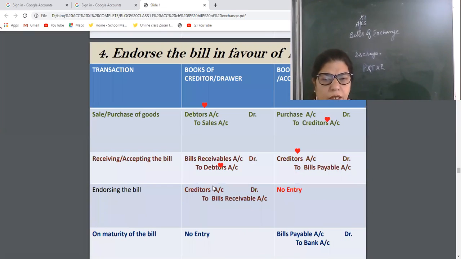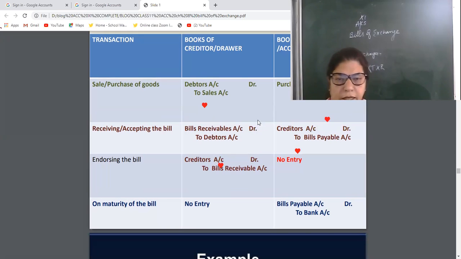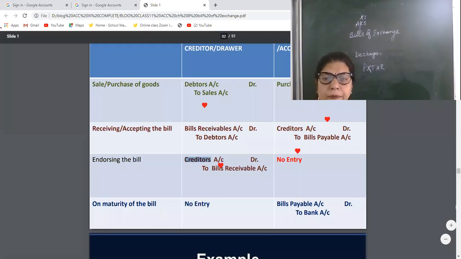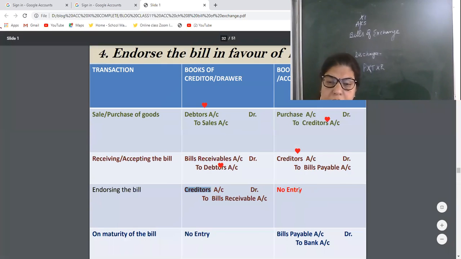Now the last case, endorsement. See, the first two conditions are the same. Debtors to sales, purchase to creditors. Bills receivable to debtors, creditors to bills payable. In place of debtor and creditor, you will write the name of the third party, that is, the one to whom he is endorsing the bill, to whom he is giving the bill, and debit to bills receivable. Now again, the drawee will not pass any general entry.